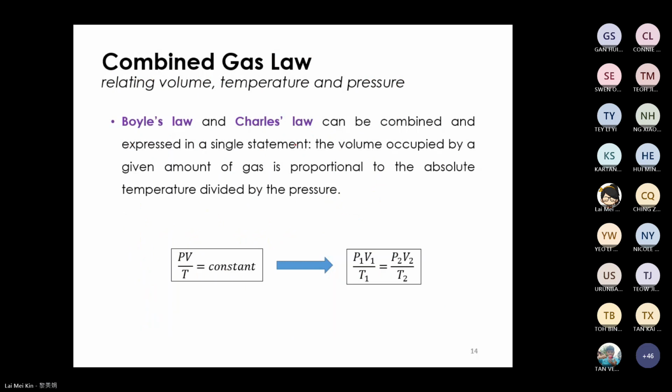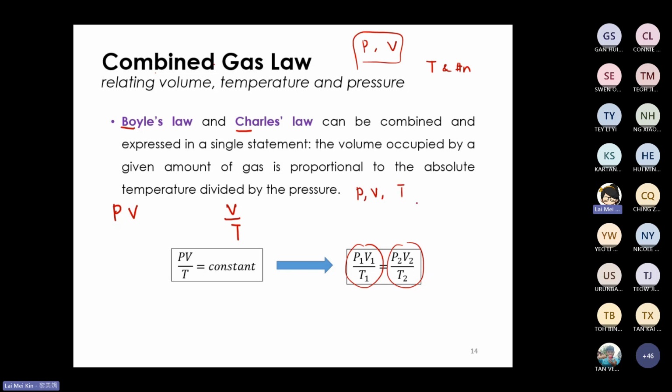If I combine Boyle's law and Charles' law, because Boyle's law talks about PV and Charles' law talks about V over T, I have a combined gas law, PV/T. Under what situation should you use which formula? It depends. If in your question they give you pressure and volume, and they tell you the temperature and number of mole are constant, you use Boyle's law. If the question gives you pressure, volume, and temperature that are changing, then you use combined gas law. We are going to do a few questions later.